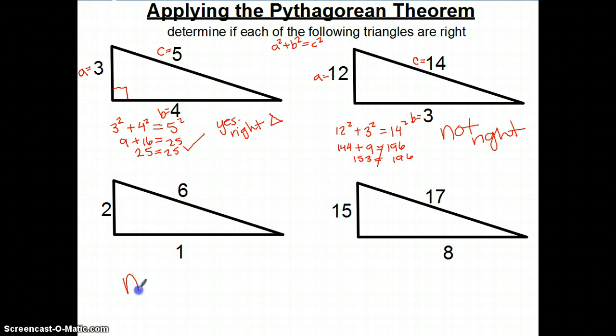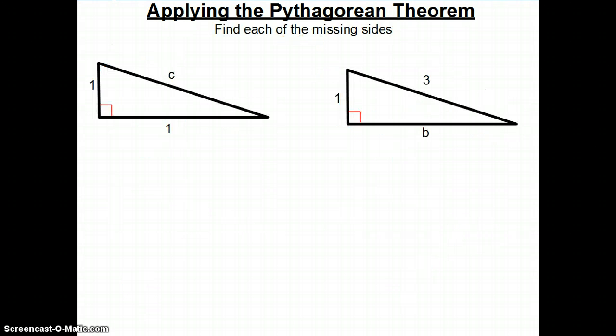For the first, you should have a no, it is not a right triangle, and for the second, you should have a yes, this is a right triangle. On the next slide, we're going to find each of the missing sides.